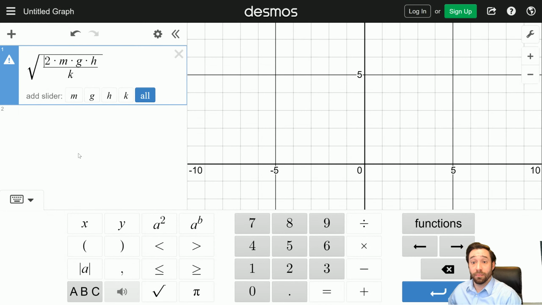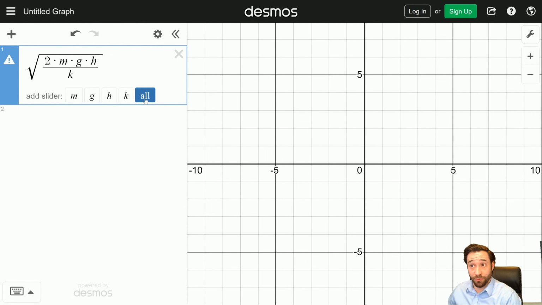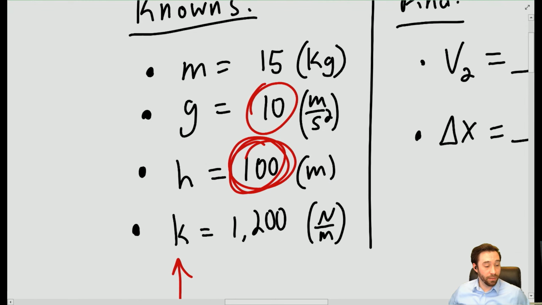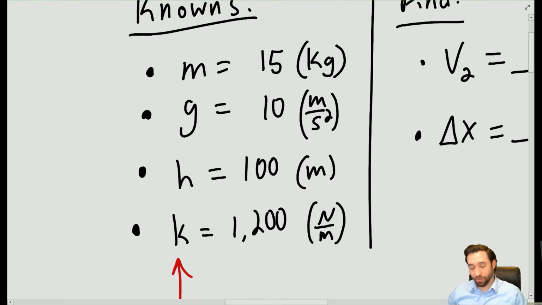Now, I did the same process as before when I plug in the variables. Now I've got m, g, h, and k. Those are my variables. And I click all. And wouldn't you know it, look at that, m, g, h, and k. So now all I have to do is plug in those values.